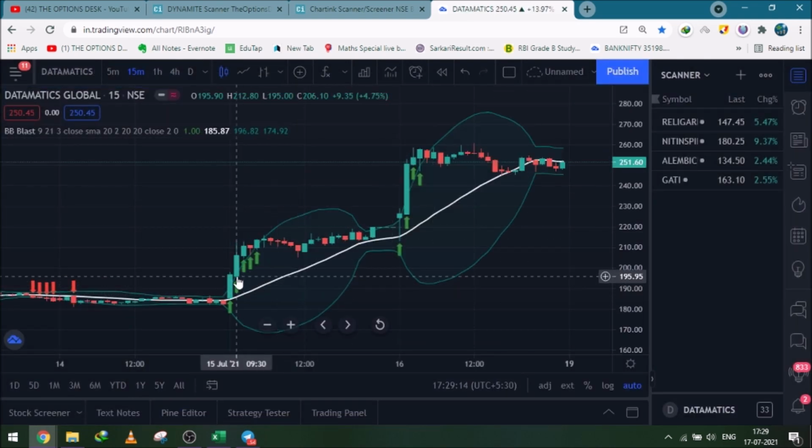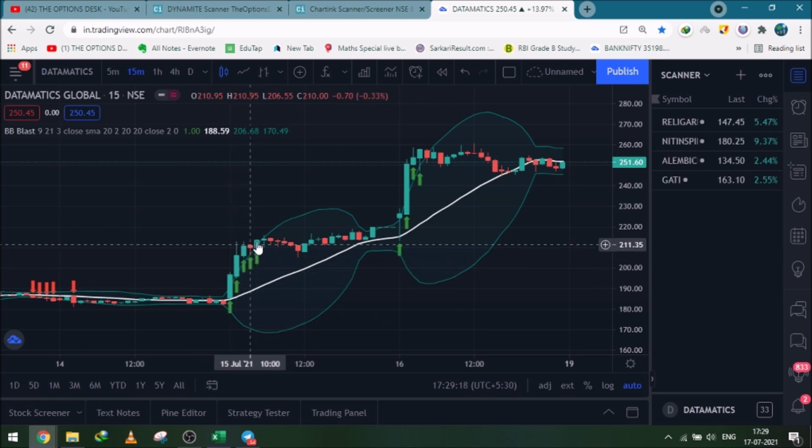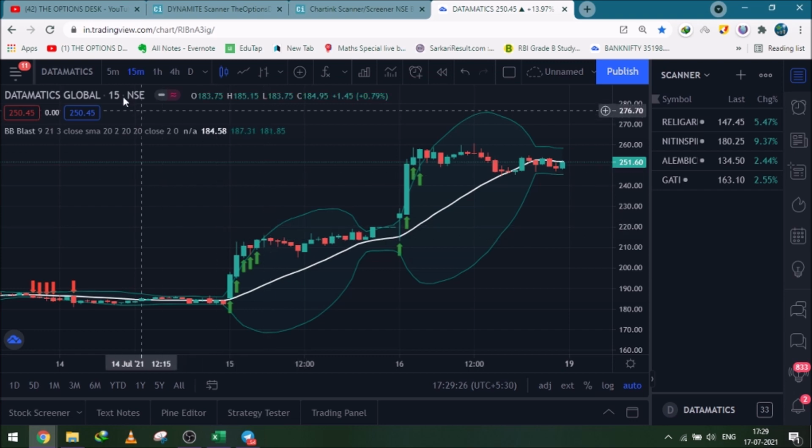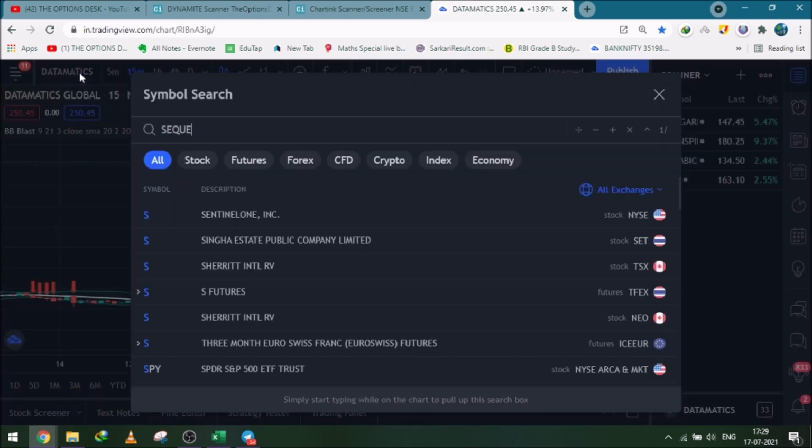Okay, the Datamatics that came on the 15th, Bollinger Band blast 1, entered, 2, 3, 4, keeps on blasting, keeps on. Entered. 2 candles came inside on the 15 minutes, I exited here, I exited at 2 and 3. I was like, no, not being greedy, just exited. See, now let's see Sequent.